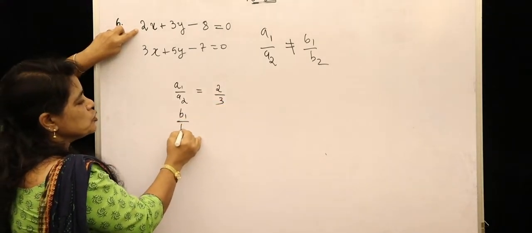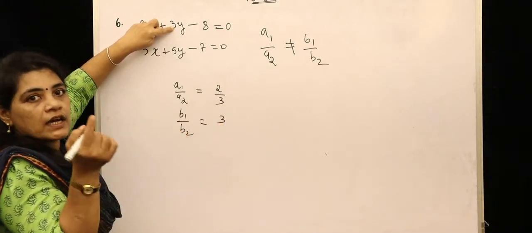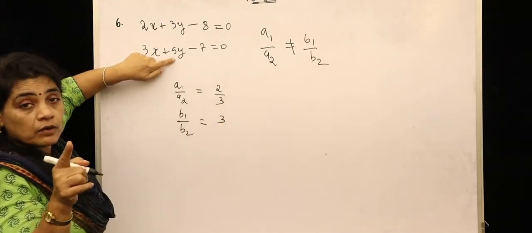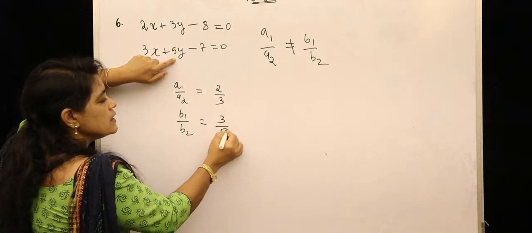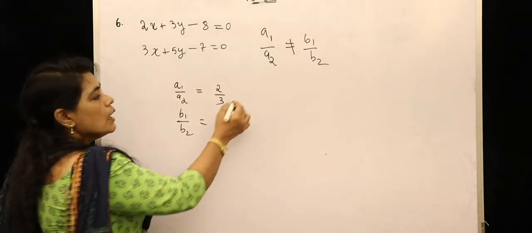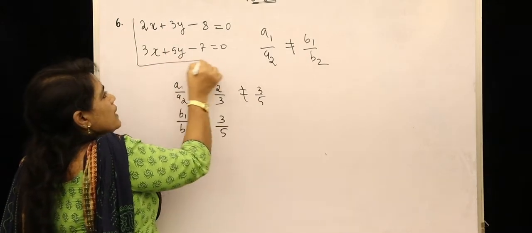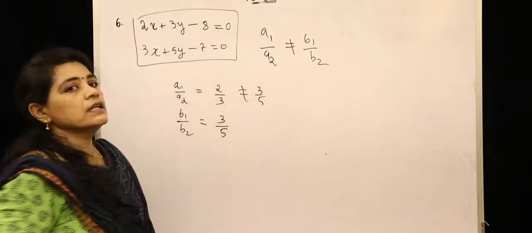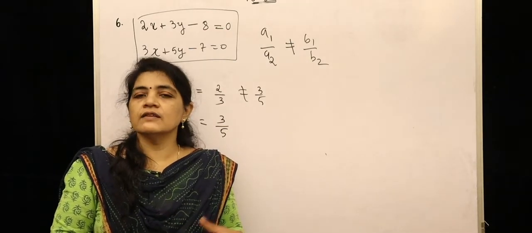B1 by B2: in the given equation B1 is 3, and in the equation which I wrote, the coefficient of y in the second equation is 5. See children, A1 by A2, here 2 by 3, is not equal to 3 by 5, which means this pair of linear equations has intersecting lines. Understood?